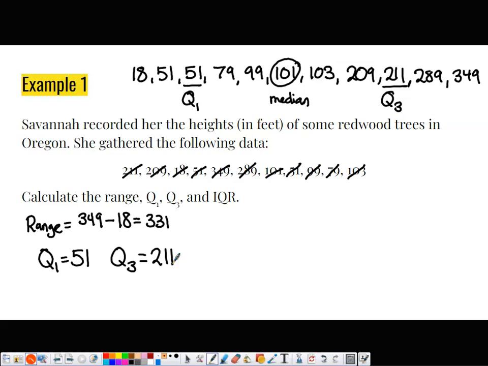And then the IQR is just the difference of those two numbers. So you have 211 minus 51. Our IQR is equal to 211 minus 51, and that answer is 160. So we know that the IQR is 160.